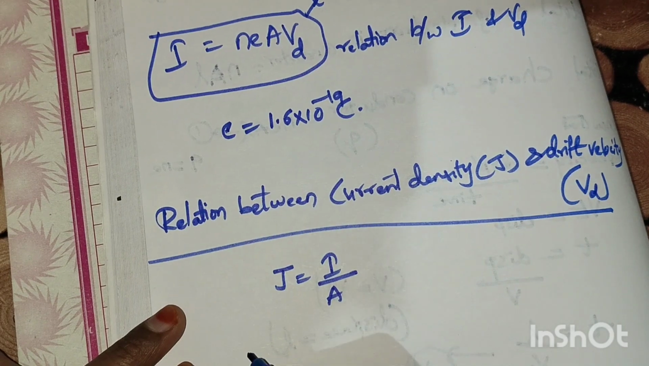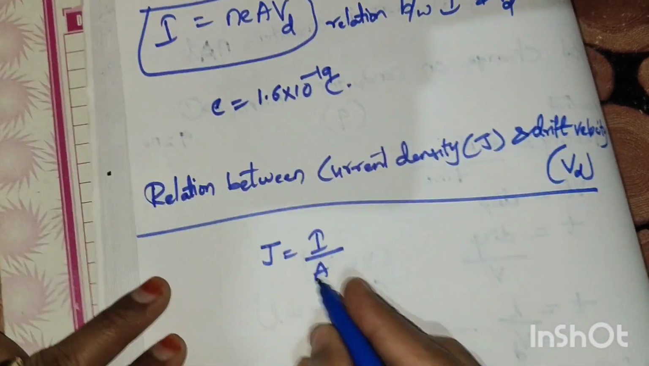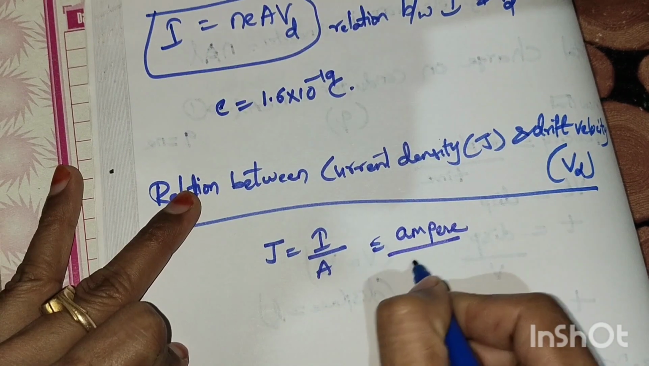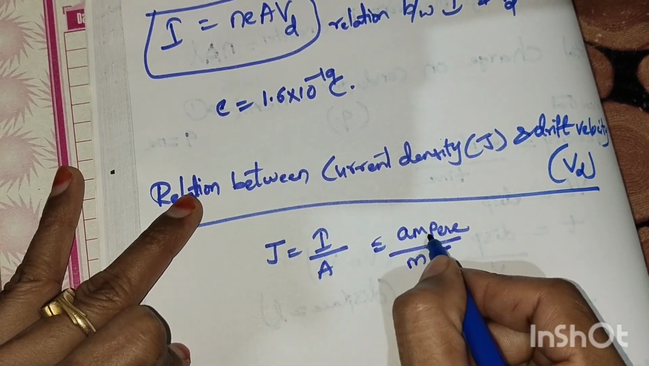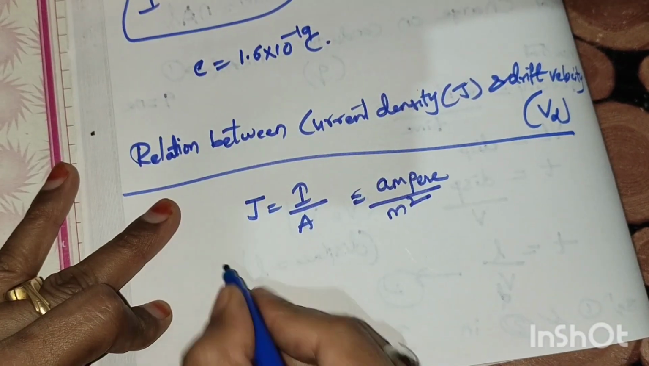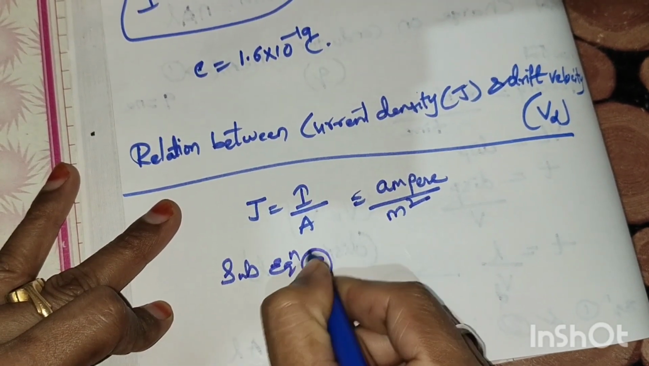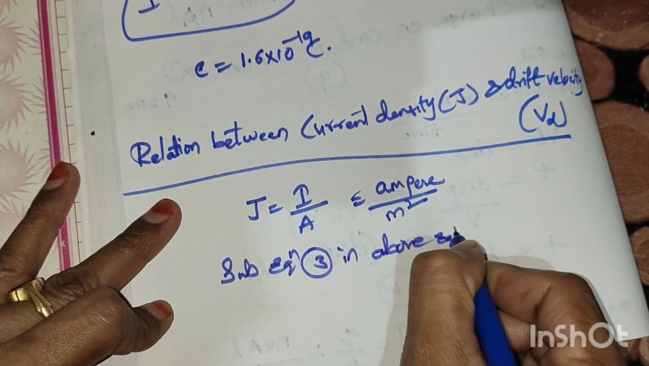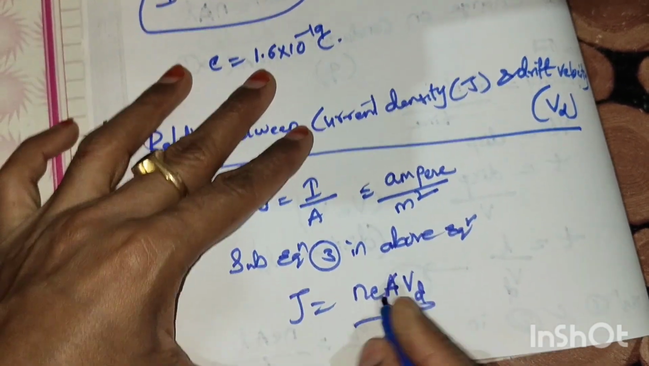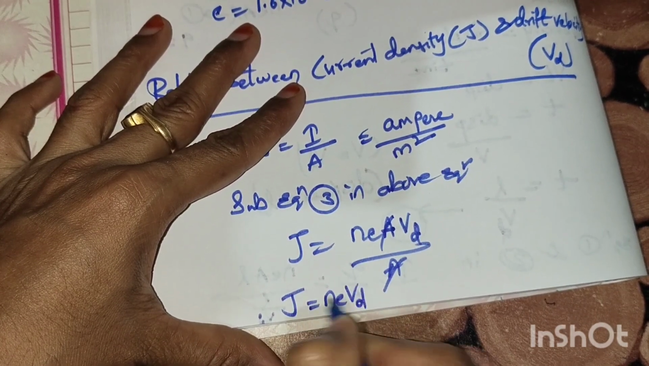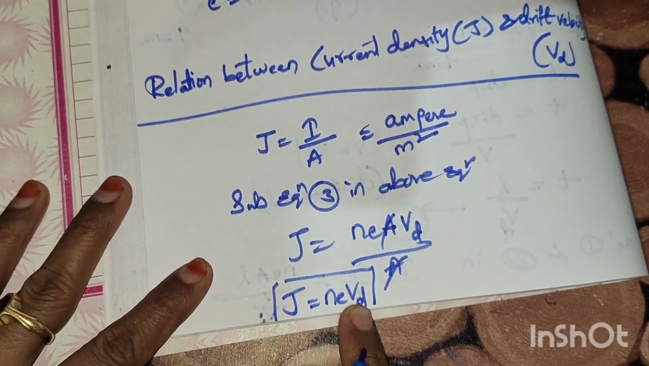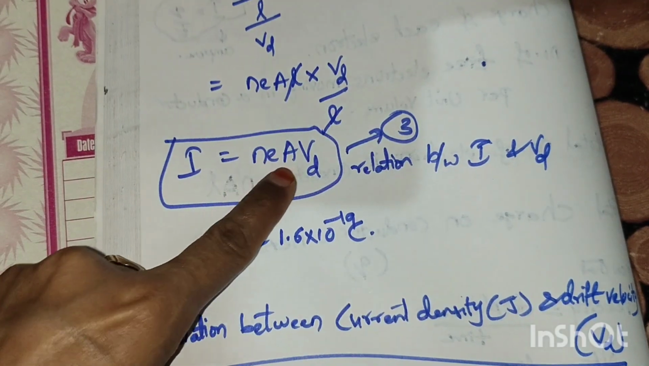We know that current density is the ratio of current to area. The units of current density: current is ampere and area is meter square, so the unit of current density is ampere per meter square. So J equals I by A, and this is considered as equation 3. Substitute equation 3 in the above equation: J equals I, which is NeA Vd, by A. A and A will be cancelled here. J equals Ne Vd. So this is the relation between current density and drift velocity.